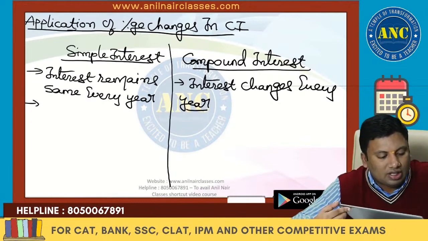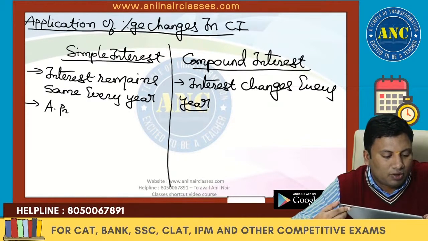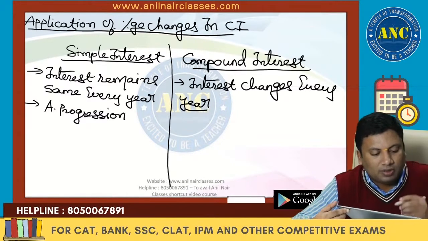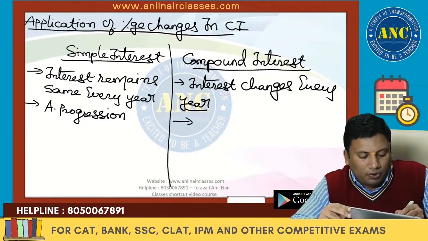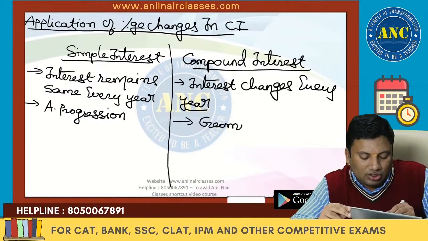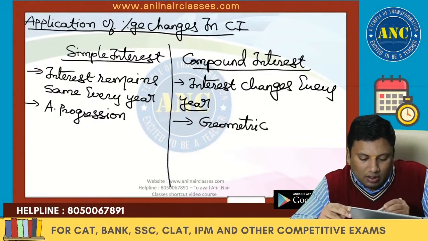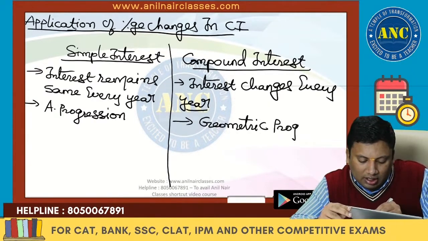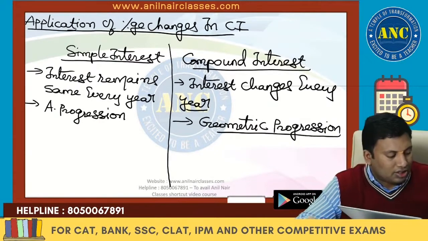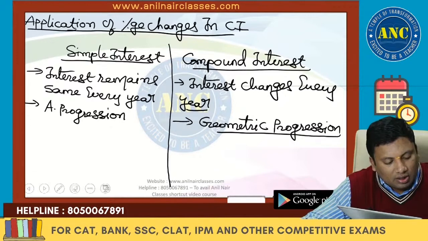Simple interest is nothing but an arithmetic progression. Compound interest is nothing but a geometric progression.